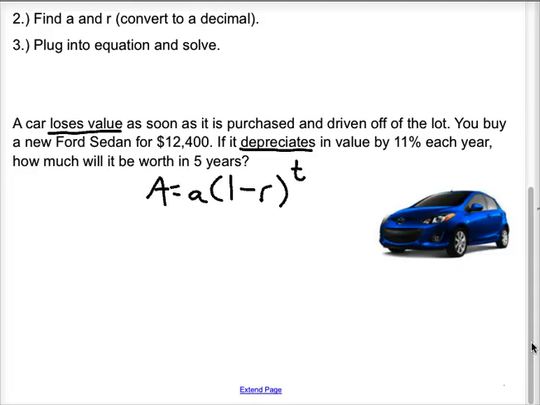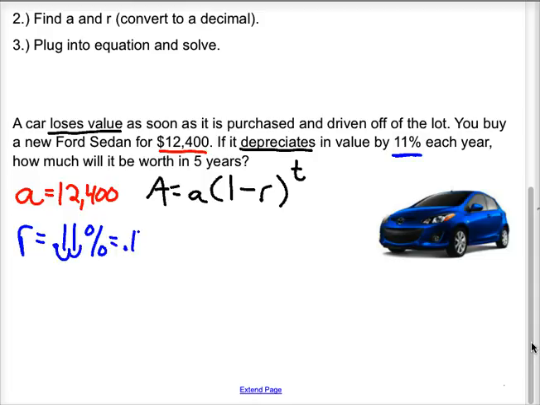Now, the next thing we need is our A. So we need to know what is our starting value. Well, here our starting value is 12,400. And we need our rate. Well, our rate is going to be 11%. But again, we can't use it as a percent. So you have to take that decimal place there and move it over twice. So instead of 11%, we're going to be using 0.11. You need to turn it into a decimal.